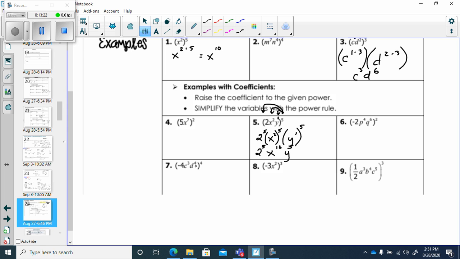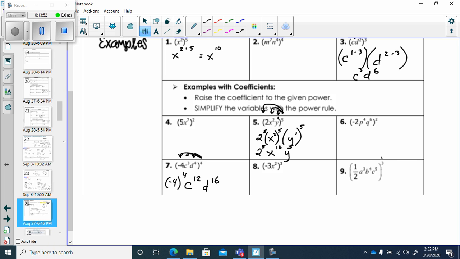And then let's look at number 7. This is a coefficient. It's not a base because there's no exponent above it. We're going to distribute this 4 to each of those. I've got negative 4 to the 4th power. C, 3 times 4 is 12. C to the 12th power. 4 times 4 is 16. D to the 16th power.